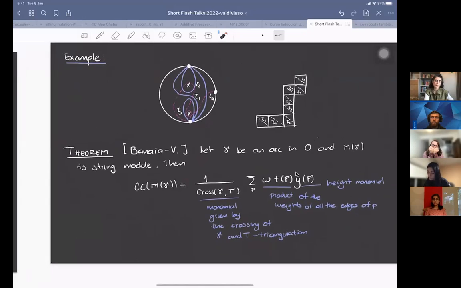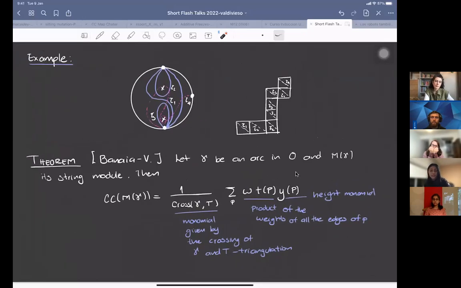Finally, our theorem is that if we consider any arc in the surface, and if we consider the string module associated to that arc, we can prove that the Caldero-Chapoton map of that module is basically given by this expression, in which we are considering the monomial given by the crossing of gamma with T. We need to consider this product of weights of all the edges of the perfect matching of the snake graph, and this height monomial of the perfect matching.